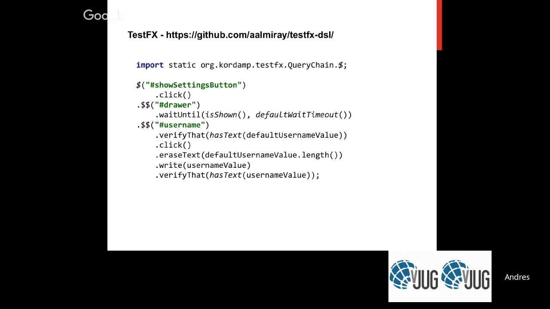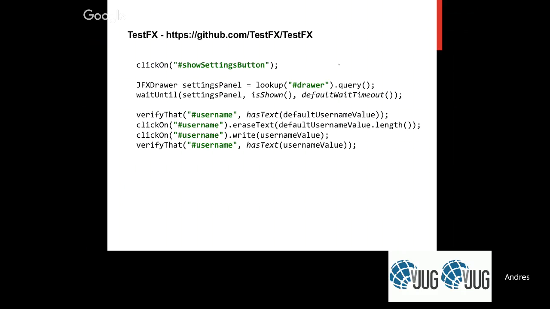So in this way, you start a chain of selection. So show settings button, then click on it, perfect, and then change the next selection to drawer object. And once you have it, you wait until it is shown using some default timeout. And once that is true, then you continue. If it is false, then the whole test case aborts in this moment saying, oh, assertion fail error. And then we select the username, and we chain the different calls. We verify some text, then click on that one, change the text to something else, and then verify again. This test case is exactly the same as the one we saw earlier.